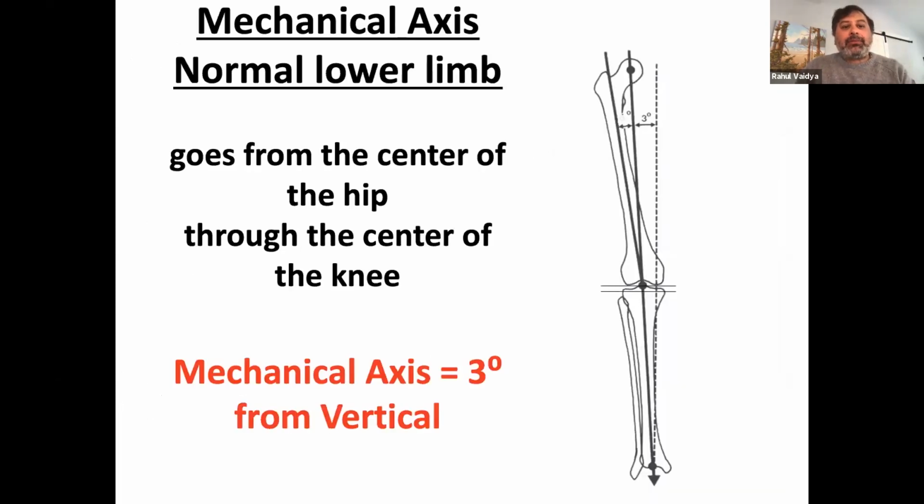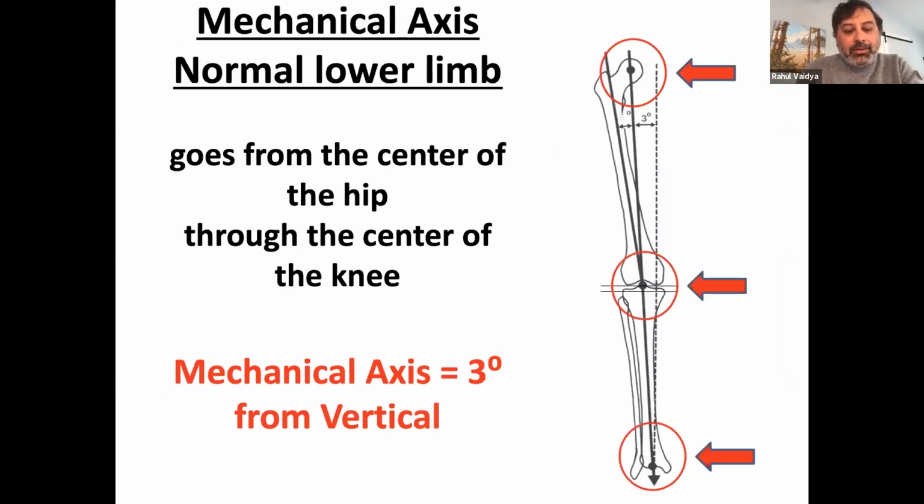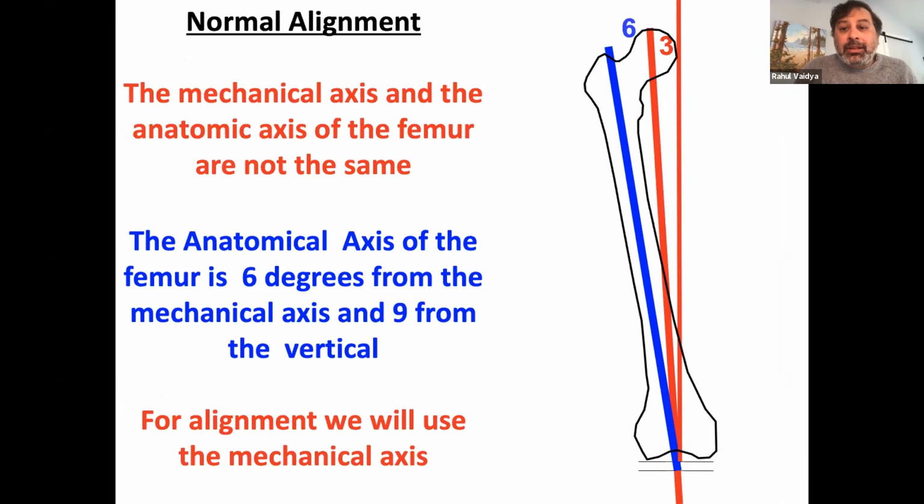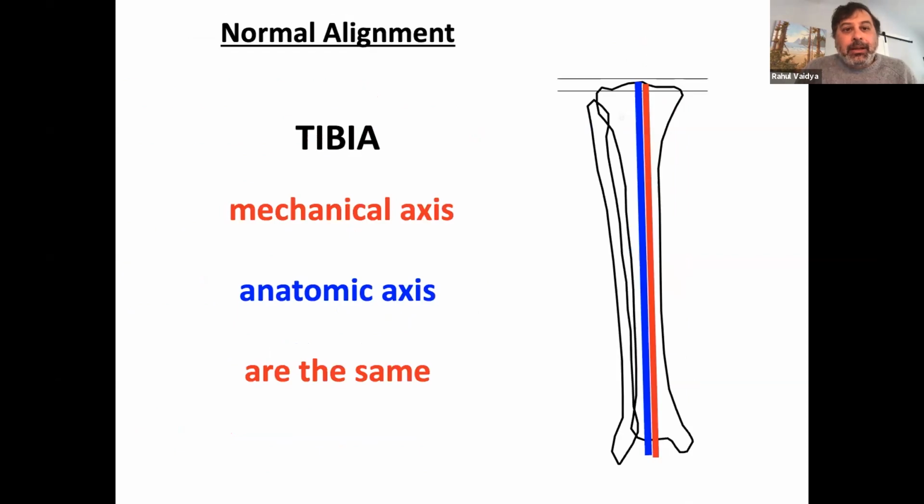So the mechanical axis of the normal limb goes from the center of the hip to the center of the knee to the center of the ankle. And it's 3 degrees from vertical in the normal limb. There's a lot of research in physiology and biomechanics that has shown that. You'll find that in the talk that I've referenced. The mechanical axis and the anatomic axis of the femur are not the same. The anatomic axis is 6 degrees off the mechanical axis in normal alignment. And for most of the things that we're going to measure, we're going to use the mechanical axis. In normal alignment, the mechanical axis and the anatomic axis of the tibia are the same.